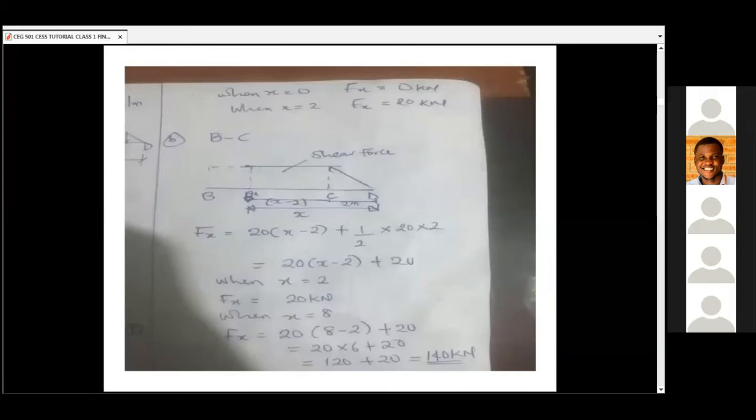Sorry, I have a question. Okay, who has a question? Why are we starting from span CD? Why are we not going from left to right instead of right to left? Okay, that's a very, very good question.